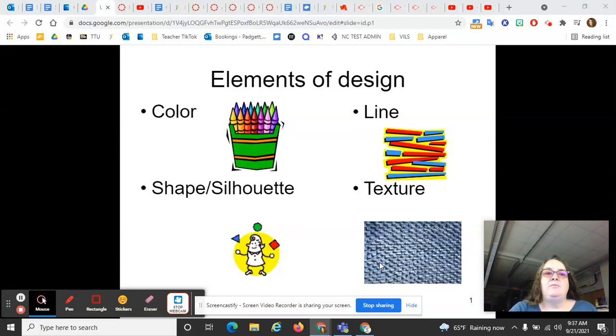Hey guys, I'm going to quickly review color with you. Today we are going to talk about the elements of design. There are four elements of design. Last week on Friday, we actually did some color wheel activity. If you missed that, please talk to the people at your table group and they can go into detail with that.